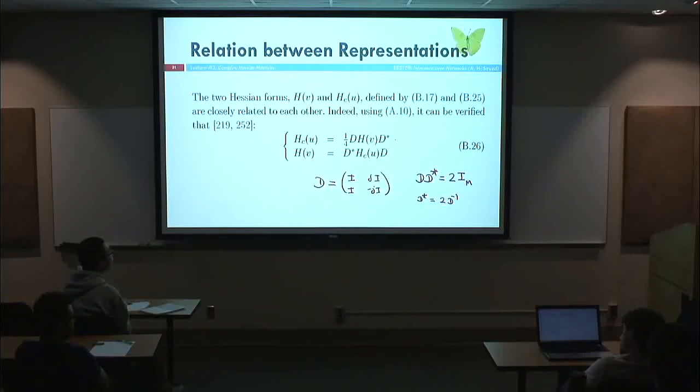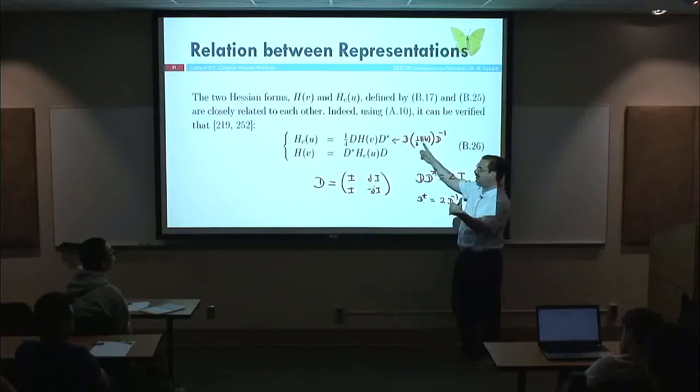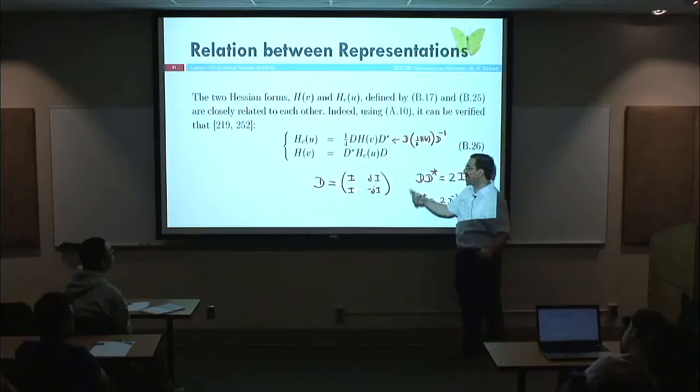Okay, so if I come back here and replace D star by 2 D inverse, what do you get? You get 1/2 D H of V D inverse, right? Okay, I would like to erase this, okay, and write it like this instead. D, 1/2 H of V, D inverse, correct? What does this mean? I have two matrices here, the real Hessian and the complex Hessian, scaled by 1/2 here, related by a matrix and its inverse.